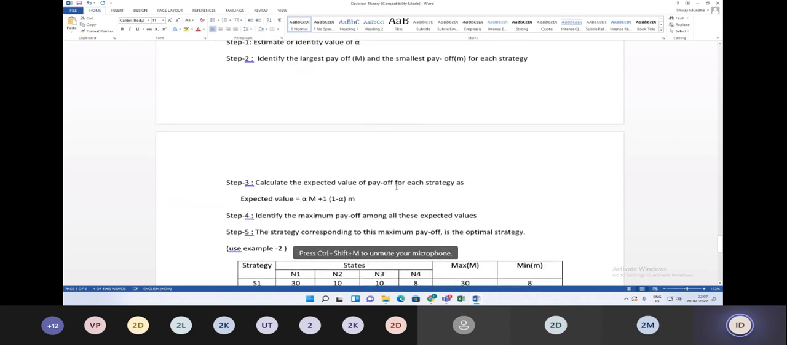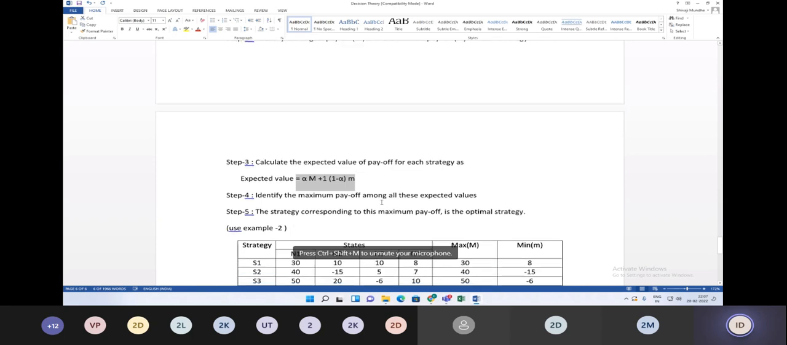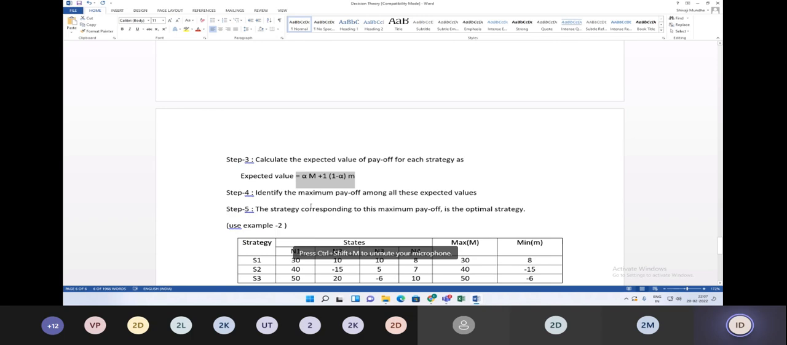Calculate the expected value of payoff for each strategy as: expected value is equal to alpha multiplied by capital M plus (1 minus alpha) multiplied by small m. This is the formula. Keep in mind how the expected value is calculated in this particular criterion, for MCQ type questions. Identify the maximum payoff among all these expected values. The strategy corresponding to this payoff is the optimal strategy.